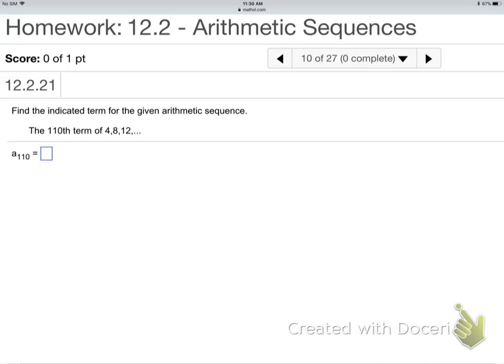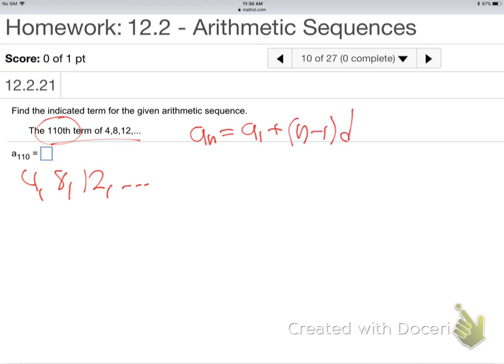There it is. So the 110th term of the sequence 4, 8, 12, dot dot dot. Find the 110th term. So what are you going to need to do? Get the formula first, right? The a sub n thing. So a sub n is a1 plus n minus 1 times d. Let's go ahead and do that. First get the formula, and once you get the formula, the 110th, notice it's an ordinal, so that's your n. You'll plug that in after you first get the formula.